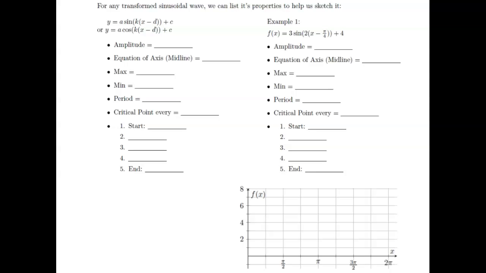Now that we know about the 5 critical points, we can focus a bit more on its key features or properties to help us sketch any sinusoidal wave that's been transformed. We're dealing with A, K, D, and C, which are the same transformations you've been seeing for a few years now. But I'm going to outline it a little bit more clearly here with a general form, and then we'll go through an example here.